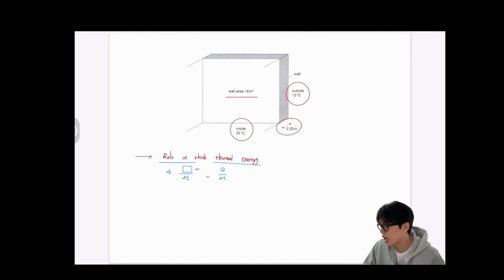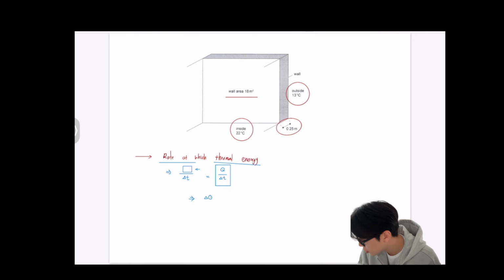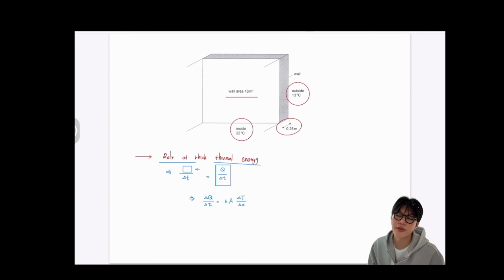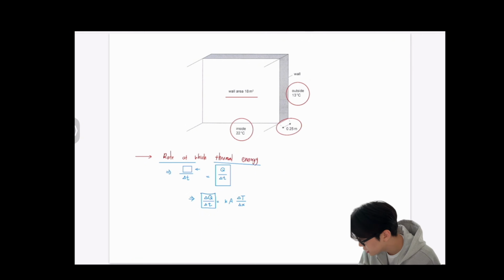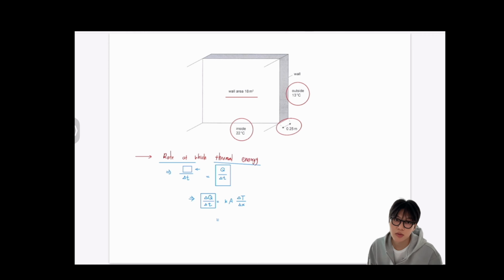Now we see this equation, Q over delta t, and we will find in the question booklet that delta Q over delta T is equal to K times A times delta capital T over delta X, which is the thermal conductivity equation. So now we have to search for all these values and substitute the numbers for each symbol. K is the thermal conductivity.